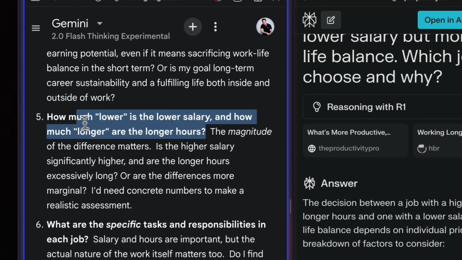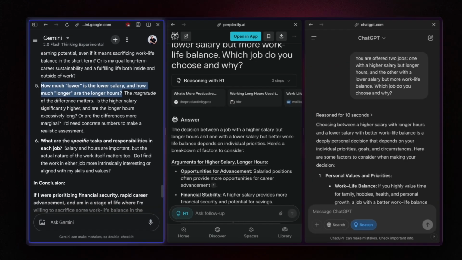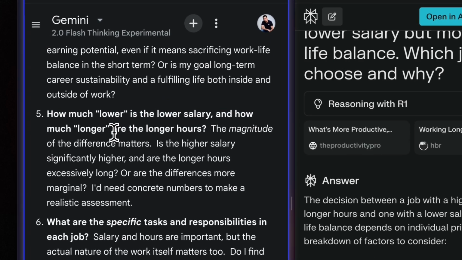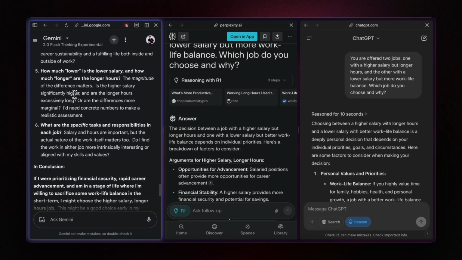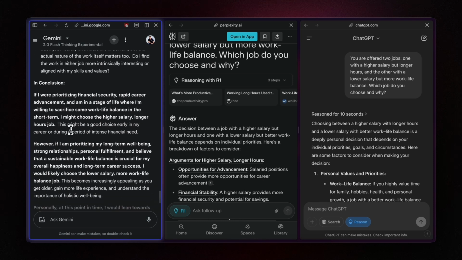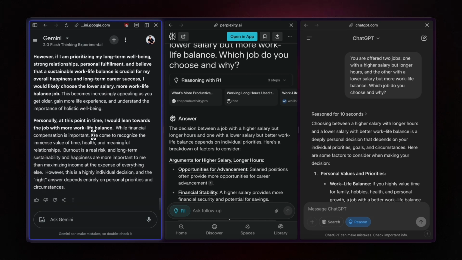I like this thinking, because usually LLMs don't give out this output, because lower can be relative and longer can also be relative depending upon what you consider lower is, right? Specific tasks and responsibilities in each job. So basically it gives me a very balanced answer, right?